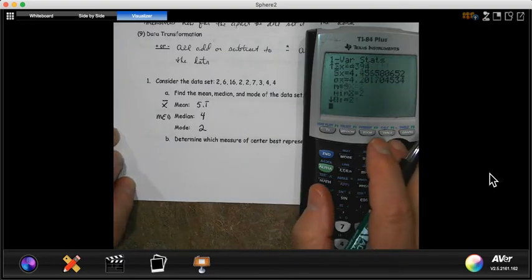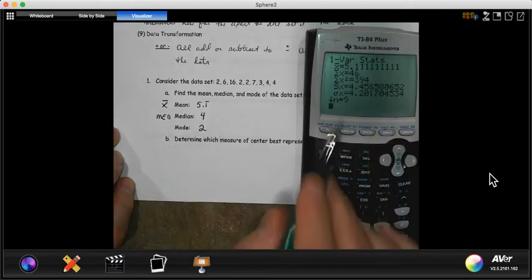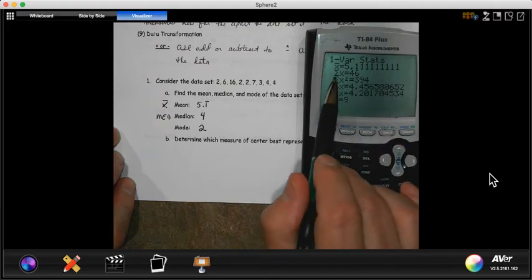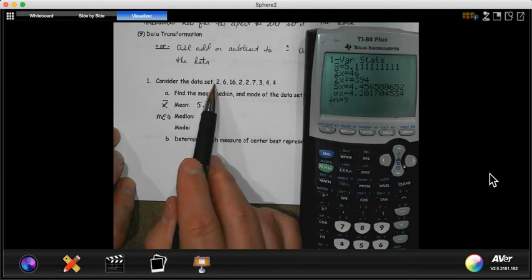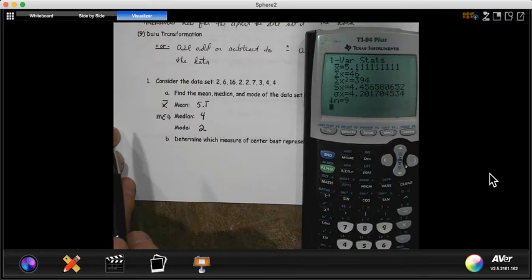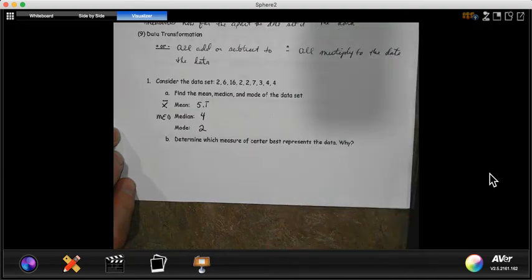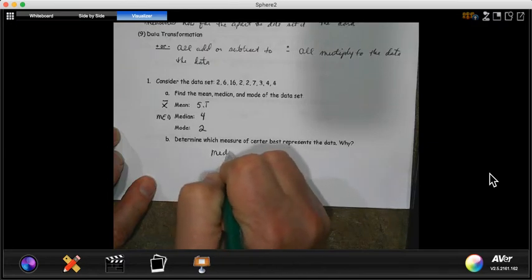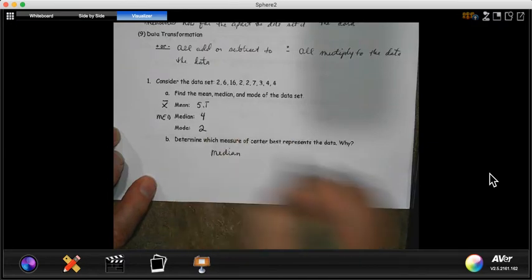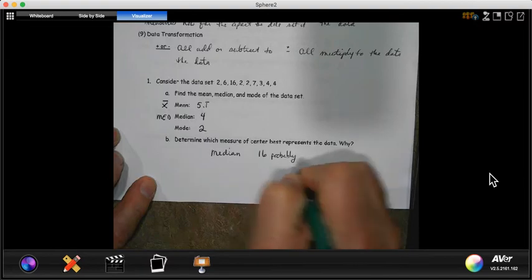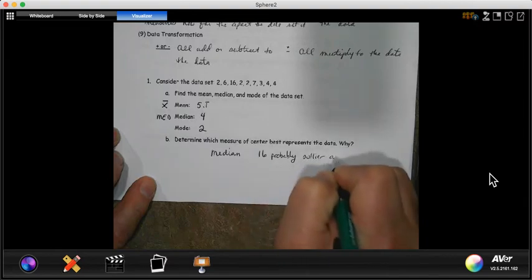Let's do some other statistics in here. We're going to learn standard deviation. That's this symbol right there, and the summation is that symbol. In other words, when I add up all these numbers, they add up to 46. So it's all important information, but the mean and the median are also in there. So determine which measure of center best describes the data. I would say the median, because the 16 probably is an outlier, and it raised the mean too high.